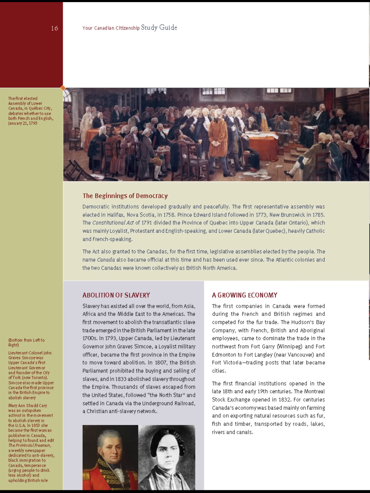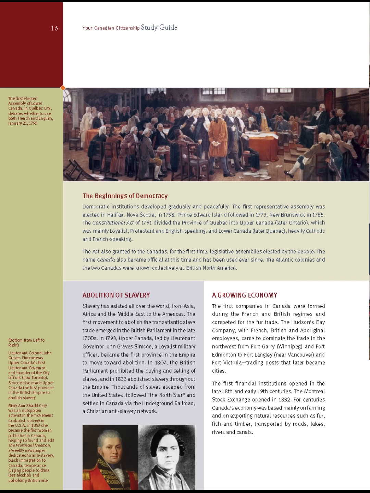A growing economy. The first companies in Canada were formed during the French and British regimes and competed for the fur trade. The Hudson's Bay Company, with French, British, and Aboriginal employees, came to dominate the trade in the Northwest from Fort Garry, Winnipeg, and Fort Edmonton to Fort Langley, near Vancouver, and Fort Victoria, trading posts that later became cities.